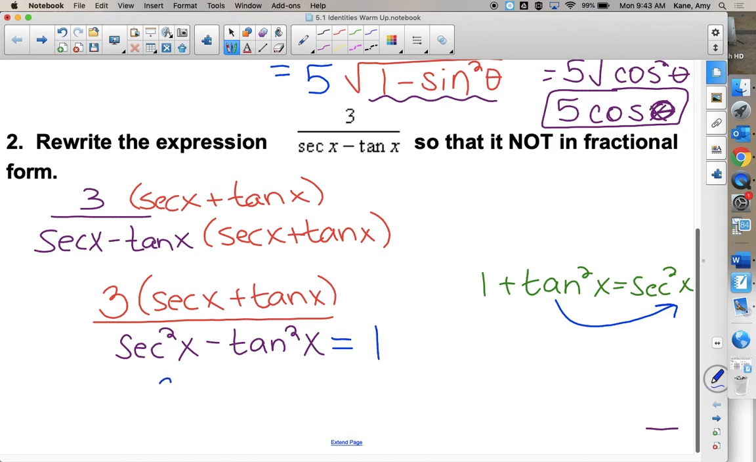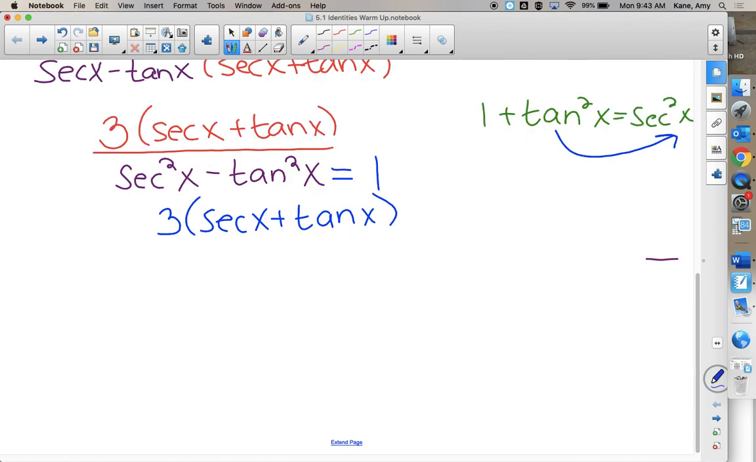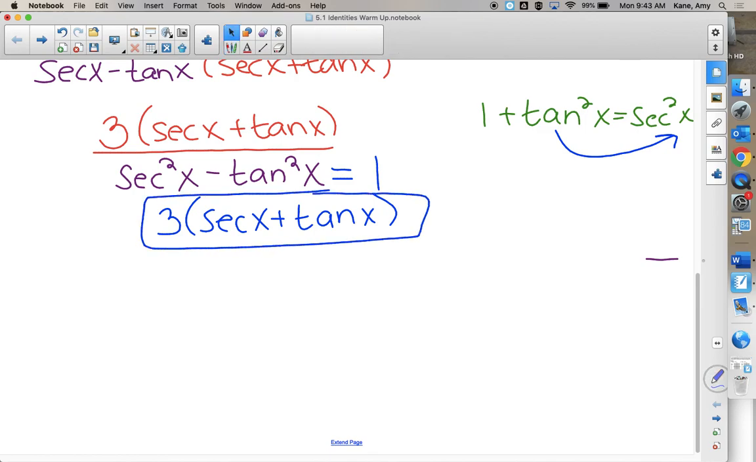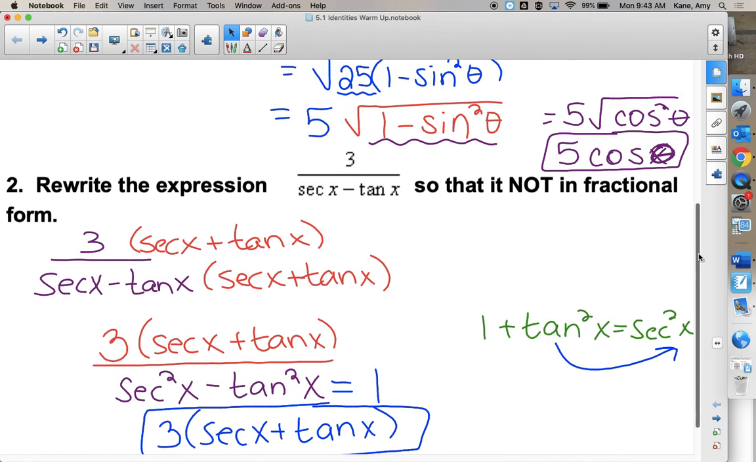That means we have a 3 and then the secant plus the tangent. And you can keep the 3 out. You don't have to distribute it through. Things that are factored are actually simplified. Questions?